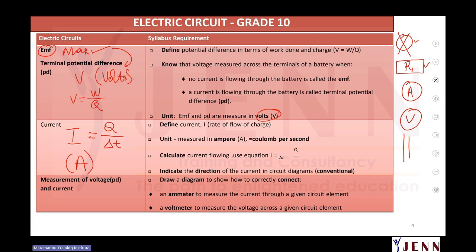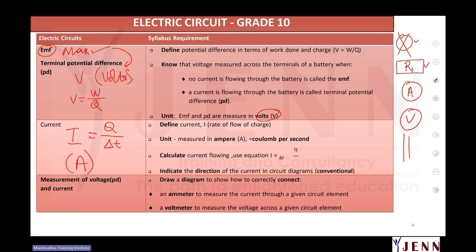We use what we call conventional current. Conventional current is the flow of positive charges. That's the current that we are using in electrical circuits. We use what we call conventional current. This is the flow of positive charges.